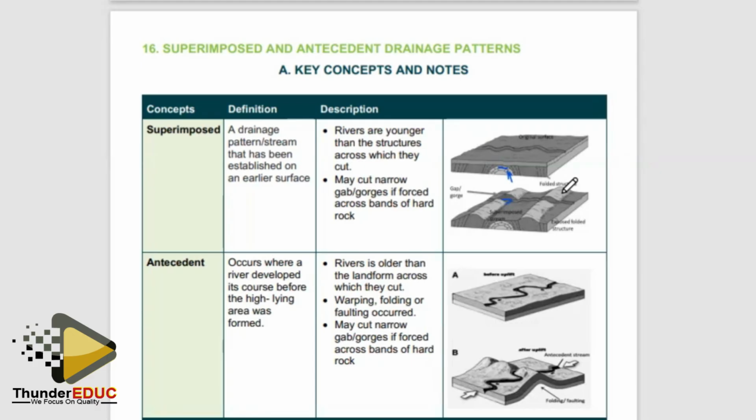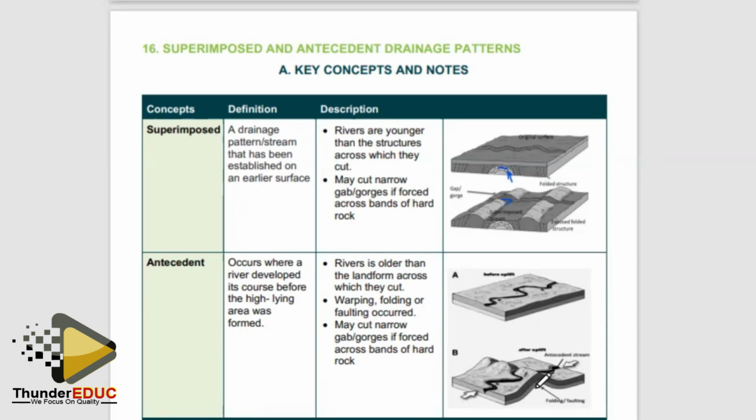Then antecedents. We are saying with antecedents, the area was initially flat. However, because of some isostatic upliftment or because of folding, the topography of the area got to change. So it means now the river is the one which is older. The river was there before the landform got to be altered by tectonic forces. So in this instance, the river was there flowing on a flatland, but however, because of the tectonic forces, they got to fold the area.